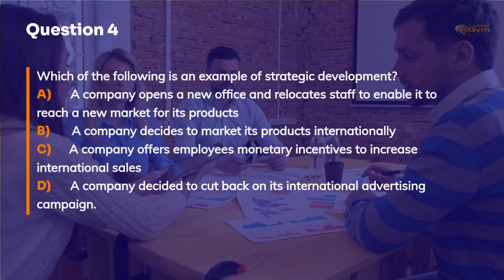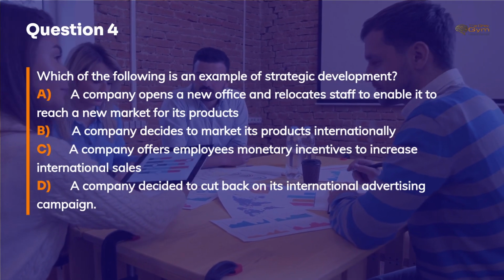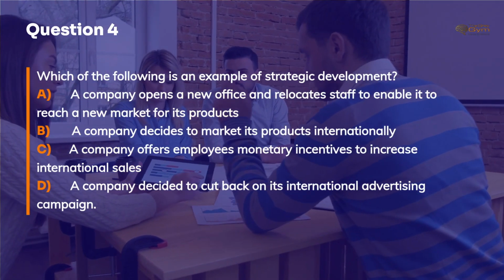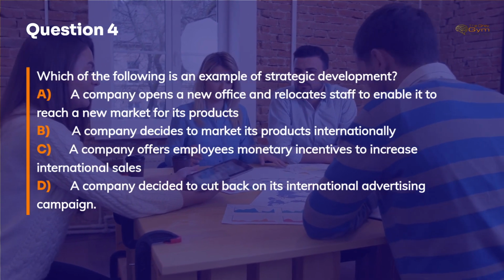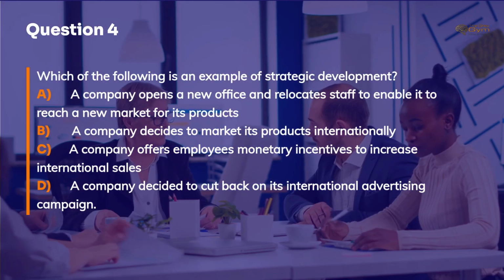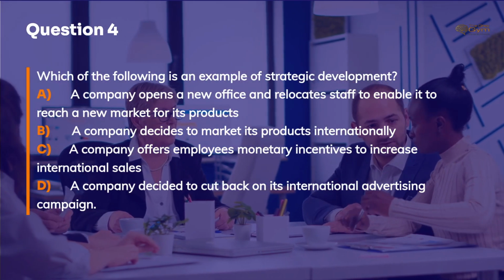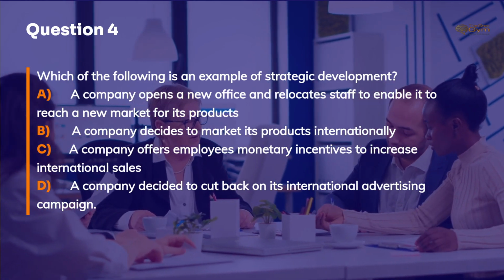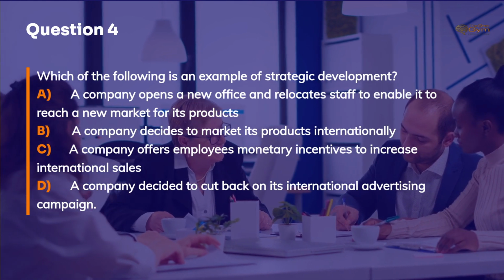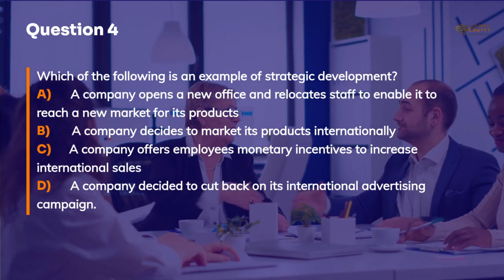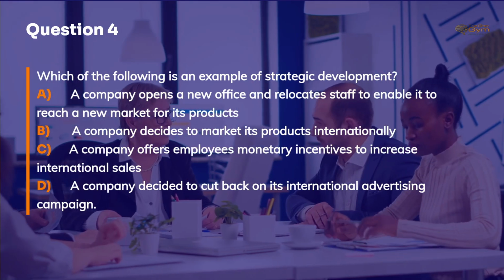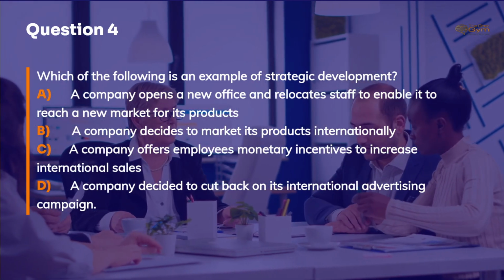Perfect. Next, which of the following is an example of strategic development? A. A company opens a new office and relocates staff to enable it to reach a new market for its products. B. A company decides to market its products internationally. C. A company offers employees monetary incentives to increase international sales. Or D. A company decided to cut back on its international advertising campaign.